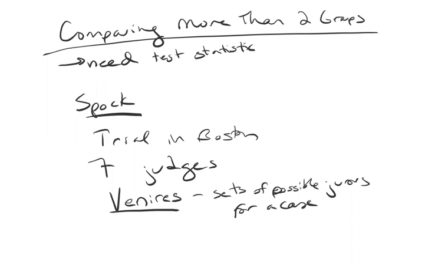So there were 7 judges in Boston at that time, and I want you now to take a look at the box plot that I've posted, a set of box plots, which shows for a bunch of cases for each of these judges what proportion of women was on each of those veneers.